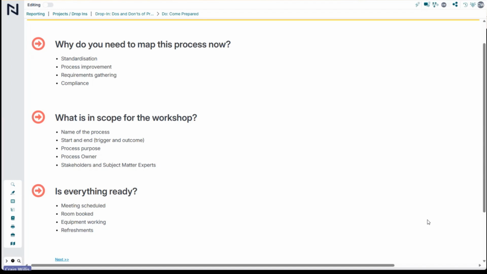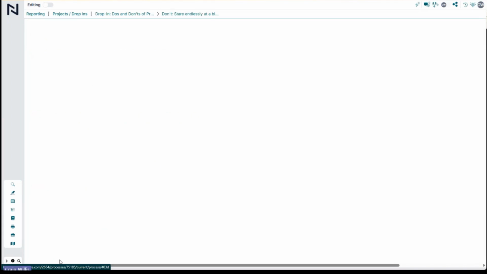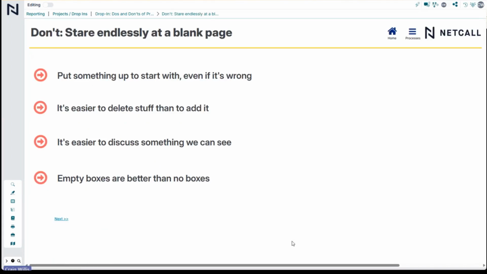there's nothing worse than getting a meeting invite into your diary to say they're going to map a process and you don't really know why you're mapping that, what they're actually asking, what the process is, or anything like that. So that was do number 1. The next thing I'm going to jump to, which again I think is a really important one that I see time and time again, is a don't this time.